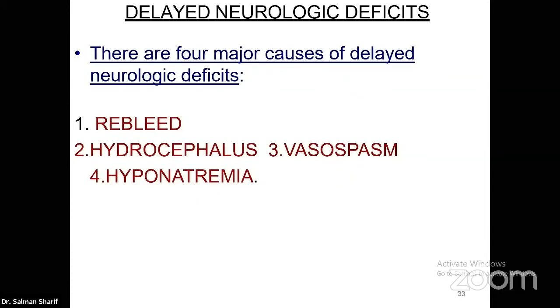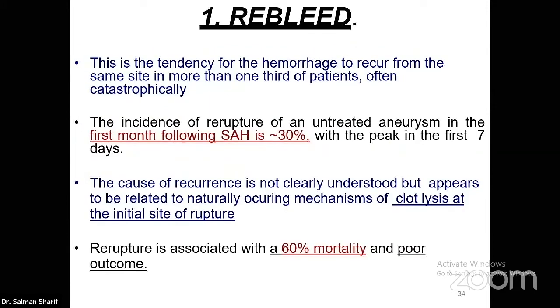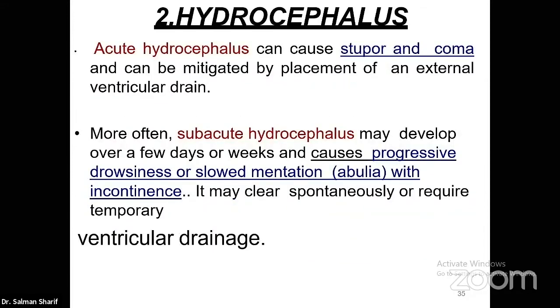Delayed neurological deficit: the major causes may be rebleed, hydrocephalus, vasospasm, and hyponatremia. Rebleed is the most dangerous, and it is more common in the first few days and first 2 weeks, and its incidence decreases after 1 month. Rebleed is associated with a 60% mortality rate.